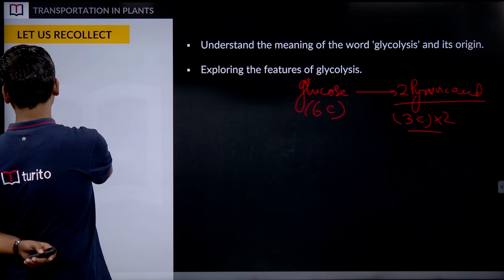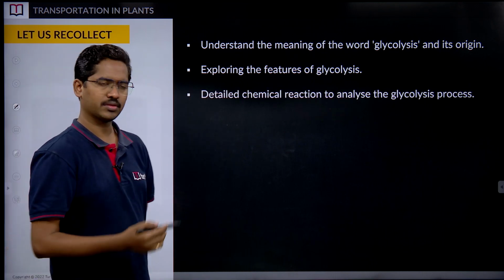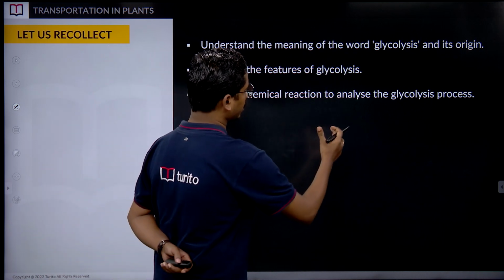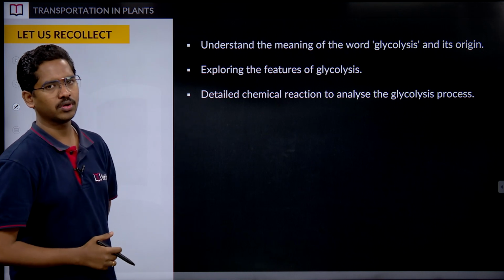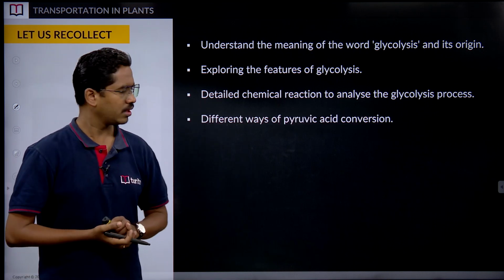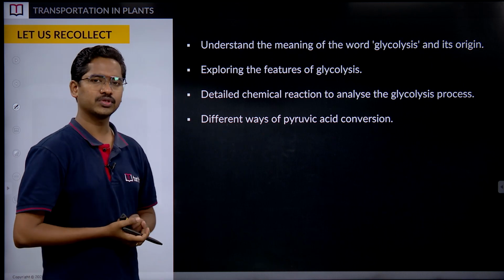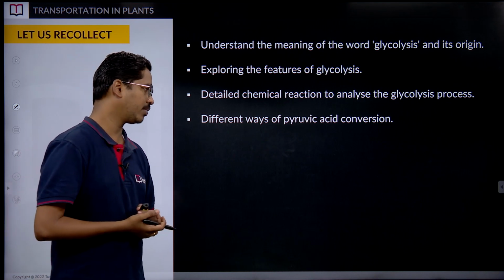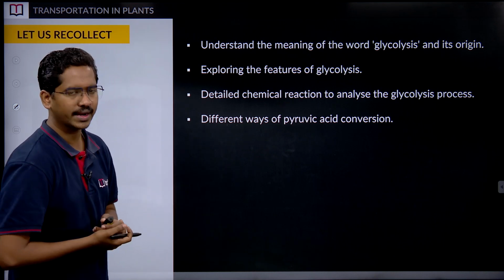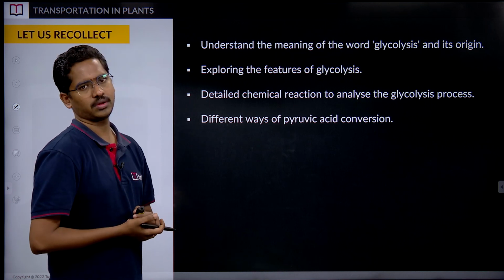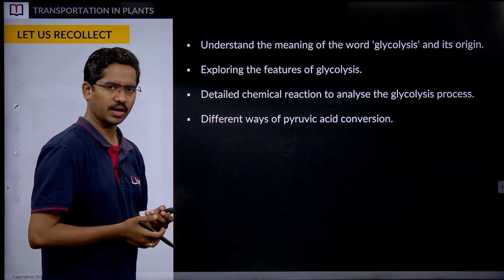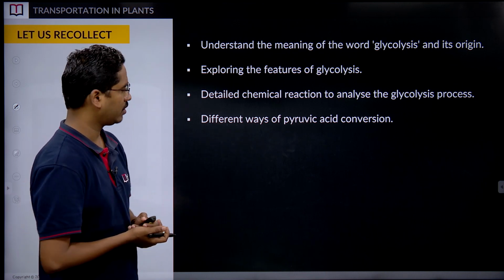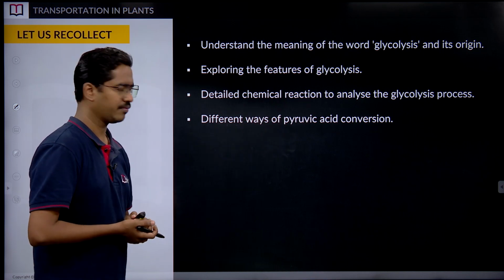So, now let us see. That is the very same reaction which I have just shown you, the detailed chemical reaction we saw to analyze the glycolysis process. This is what we did in the previous session. And then we saw how glucose turns itself into pyruvic acid, and then we saw the pyruvic acid conversion that leads to the formation of energy, right. So, that was alcoholic fermentation, lactic acid fermentation and aerobic respiration. These were the 3 different ways in which the pyruvic acid was converting itself.